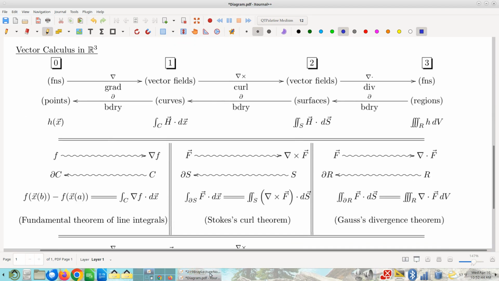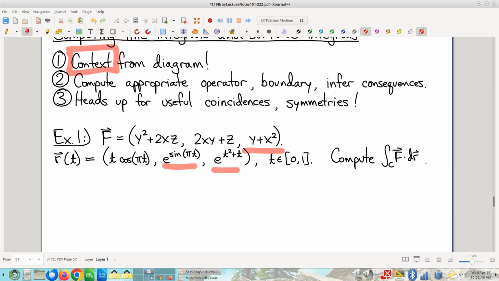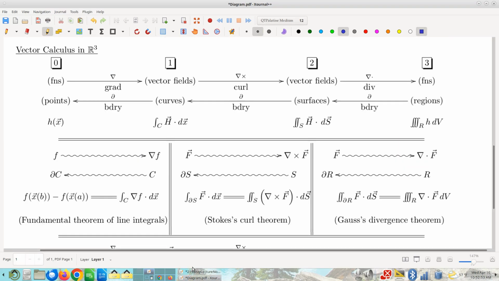And then secondly, again, says we're supposed to compute a vector line integral. Okay, so in the 3-dimensional context, here's a vector line integral. That's what we're looking at. That's our context. Everybody clear on how we find where we are on the diagram? Okay.